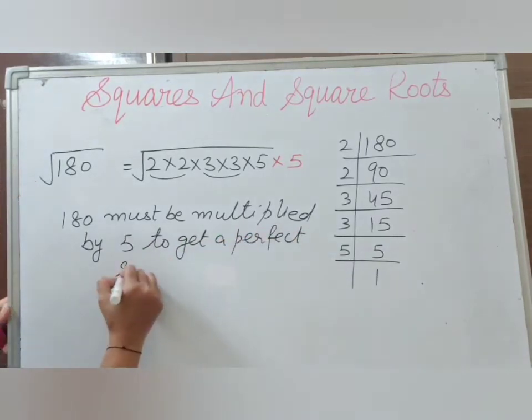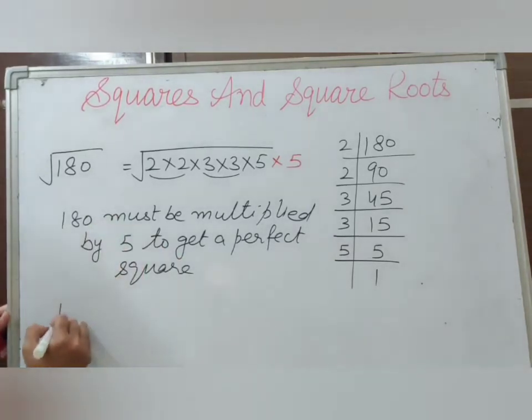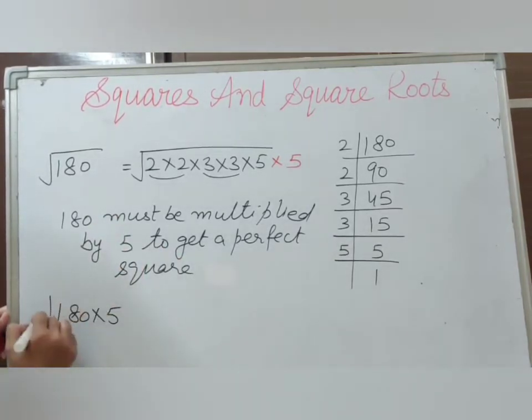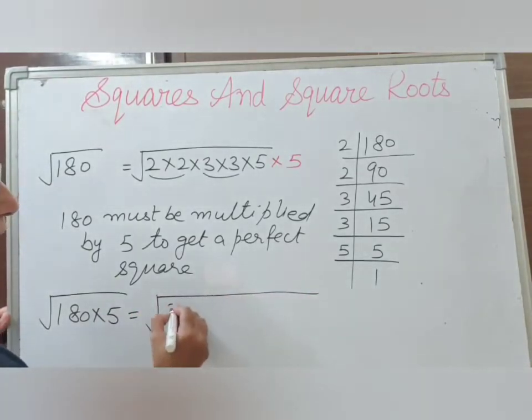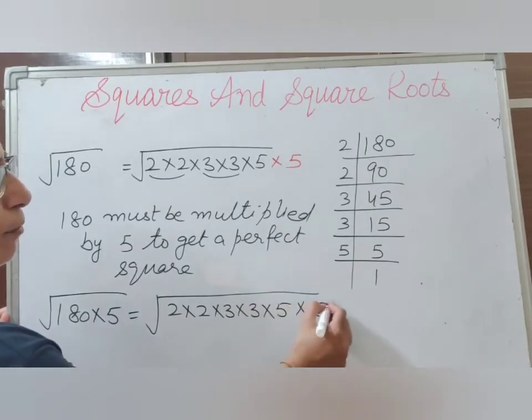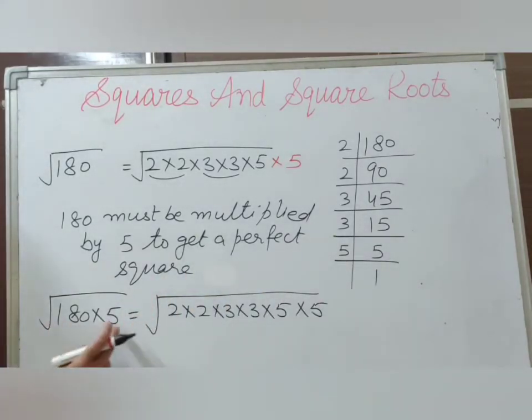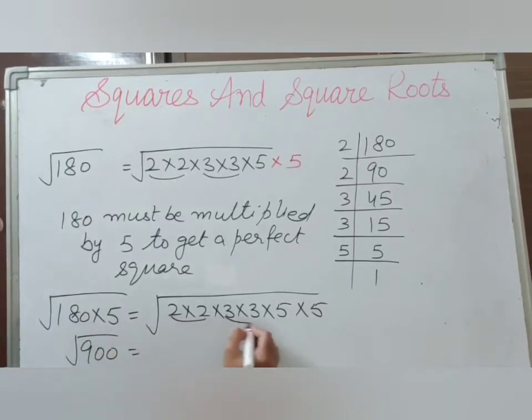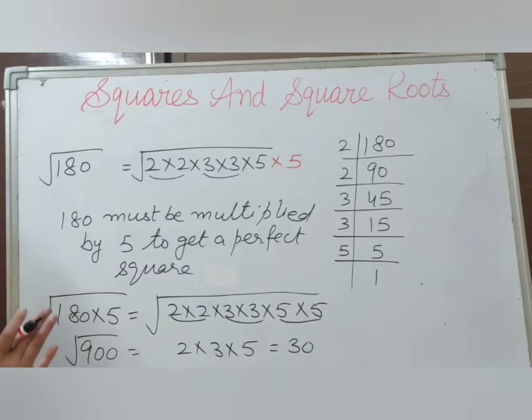So then let me check whether it is now perfect or not. 180 multiplied by 5, and on this side we had 2 into 2, 3, 3 and 5, and now we have one more 5 because we have multiplied 180 by 5. After multiplying we get 900, and after making the pairs and taking one factor for each pair we get 30. So 30 is the square root of 900. When we multiply 180 by 5 we get 900, and 900 is a perfect square of 30.